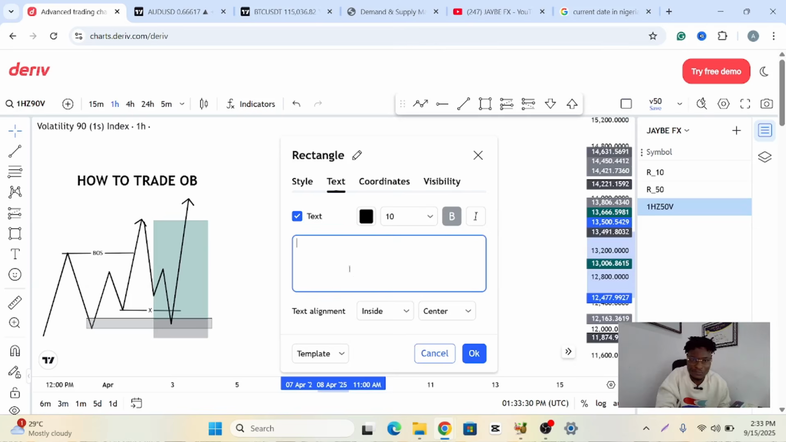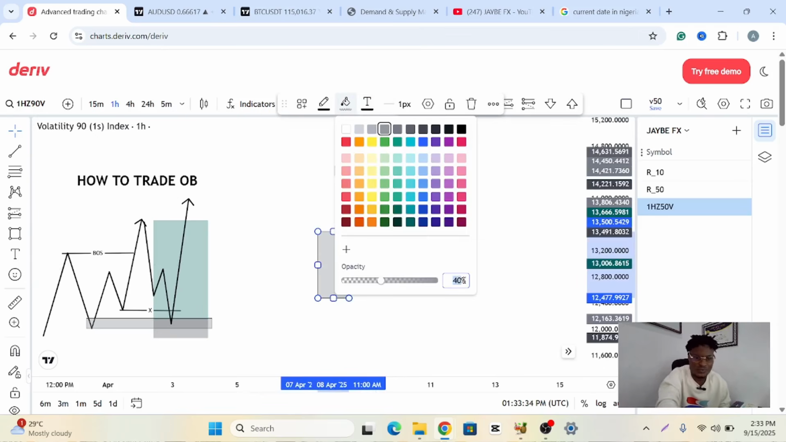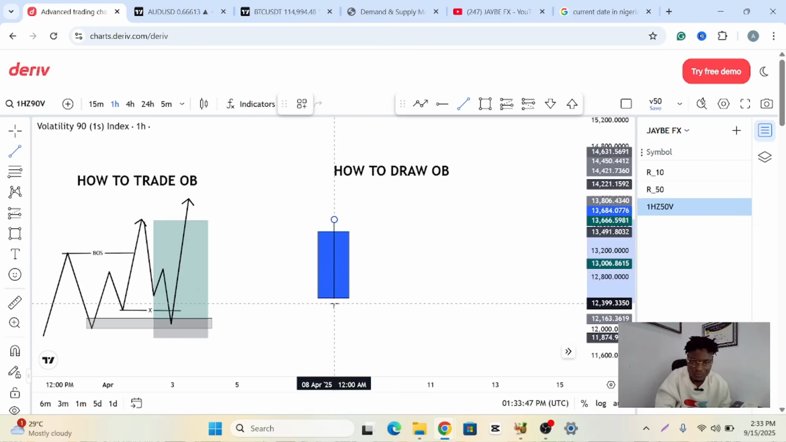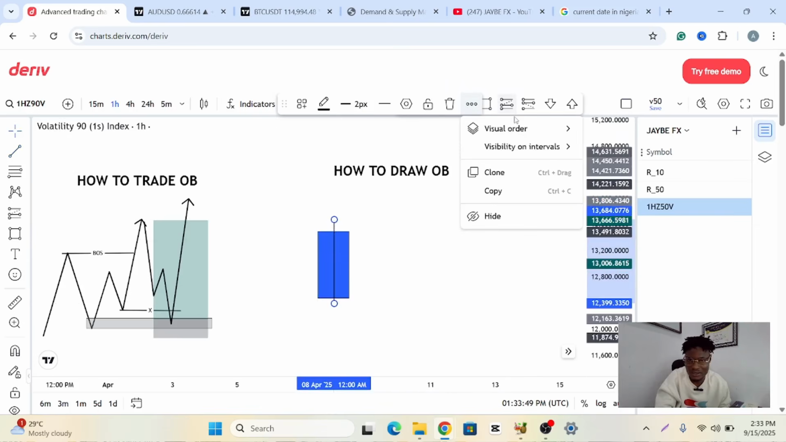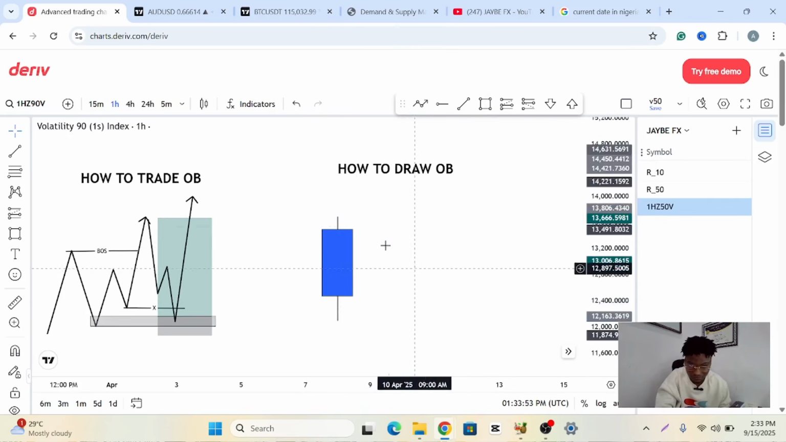I want to increase. Let me make it as if it is real candlestick. My blue is for the buy and the yellow is for the red. Yours might be different, but the same explanation applies. Boom. Let's say we have something like this. Let me bring this one to the back. Yeah, let's say we have something like this.